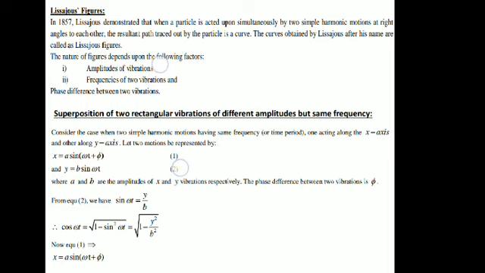So actually, Lissajous was a scientist who observed this particular phenomenon. He studied this phenomenon extensively. He studied what the resultant displacement should be when two simple harmonic waves which are moving in a perpendicular direction to each other arrive at a point simultaneously.